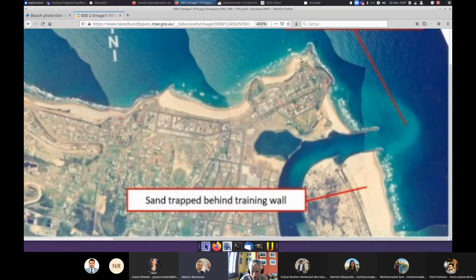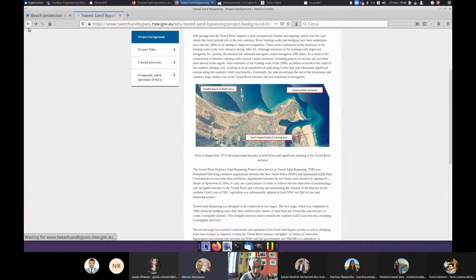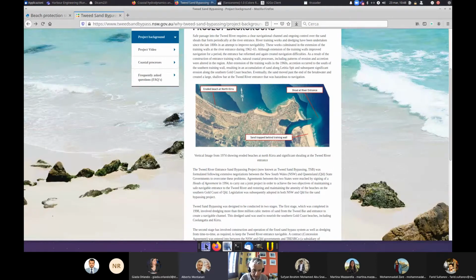So what did they do? The idea was to restore the original movement of the sand. So the idea was to take the sand from here, where my mouse is now, and bring it on the other side of the walls. How to do that? Let me now go back with a sand bypass.